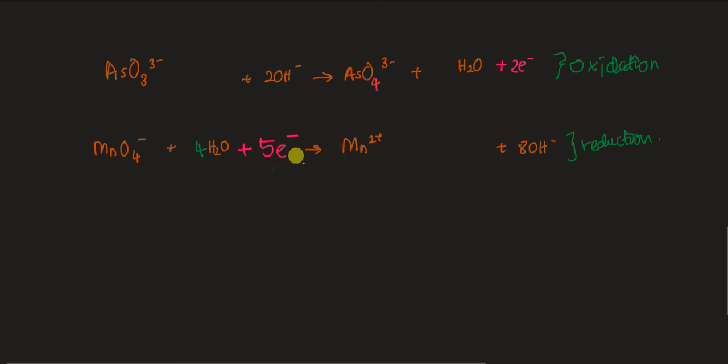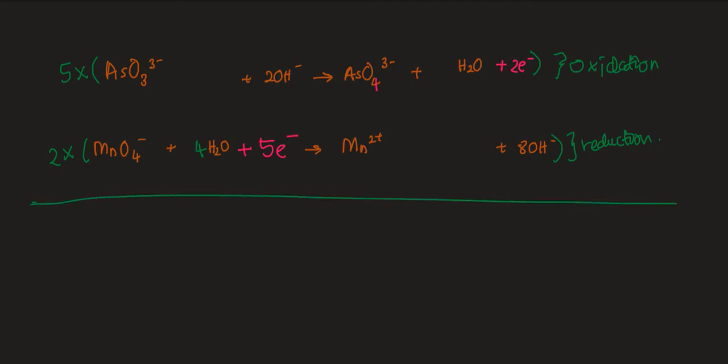So we have to multiply a number here to make the electrons become 10. So we multiply by 5. And then on the bottom part, we have to multiply it to make it a 10. We have to multiply it by 2. So we will be left with 5 arsenite, 3 minus, plus 10 OH minus.